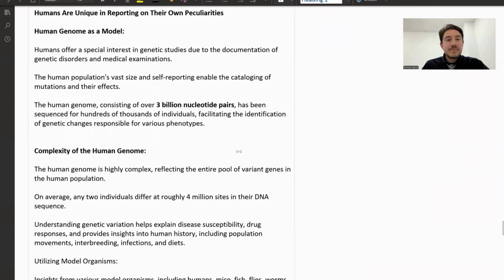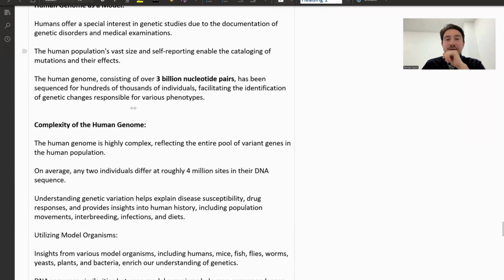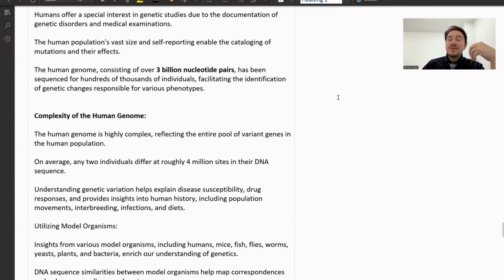Okay. Humans are unique in reporting their own peculiarities. The human genome as a model. So humans offer special interest in genetic studies due to the documentation. Of course, we're rational living organisms that document everything we've done through time. Due to documentation of genetic disorders and medical examinations, and the vast size of the human population, self-reporting enables the cataloging of mutations and their effects, right?